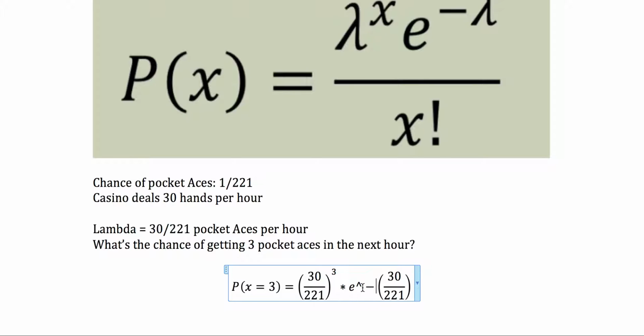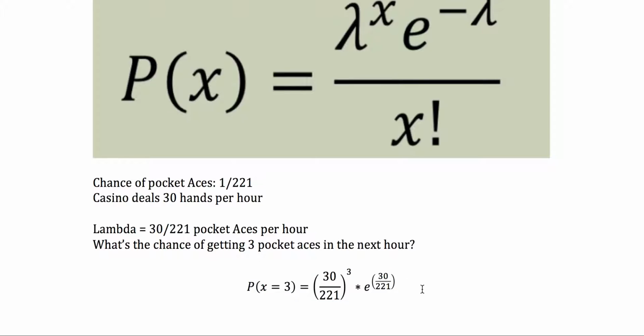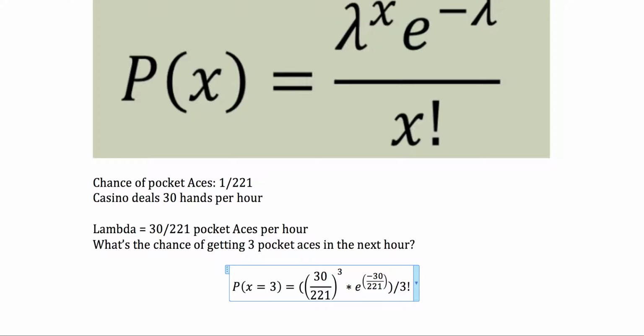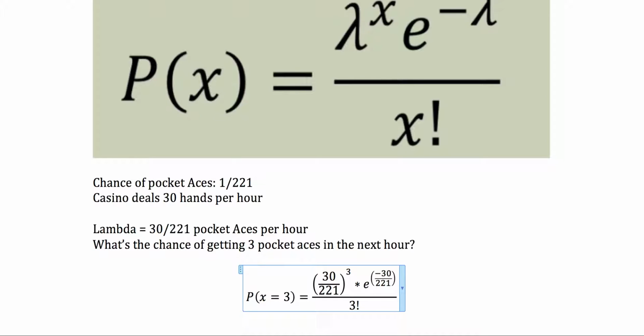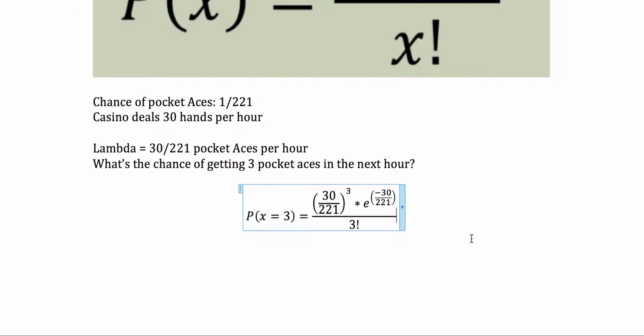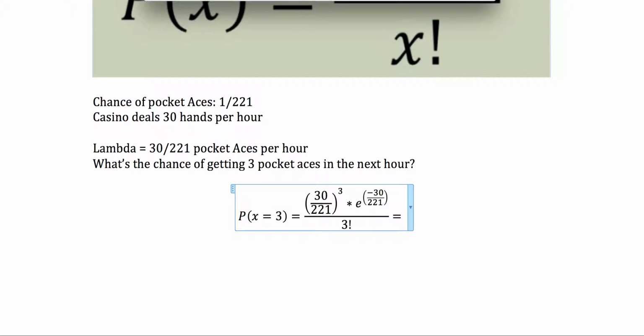Let's see, what did I do wrong here? Stick the minus there, and let's put all of this in parentheses and put 3 factorial here. Okay, so this is now something we can simplify on the calculator. Let's simplify it a little bit here.